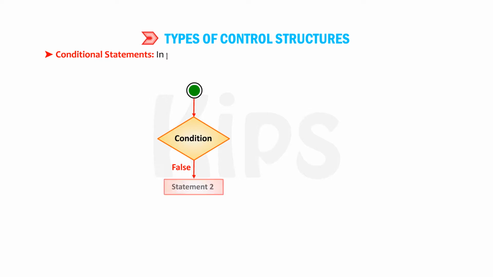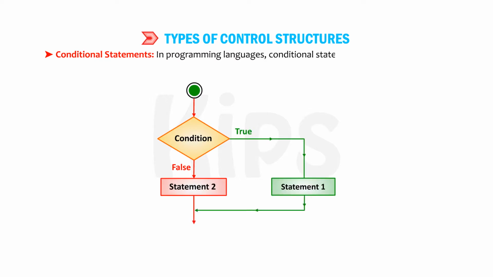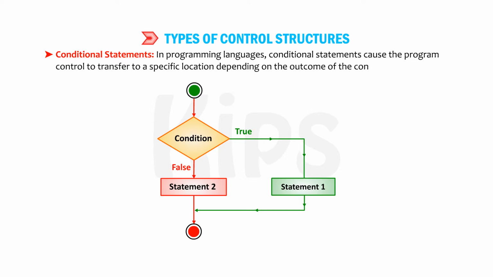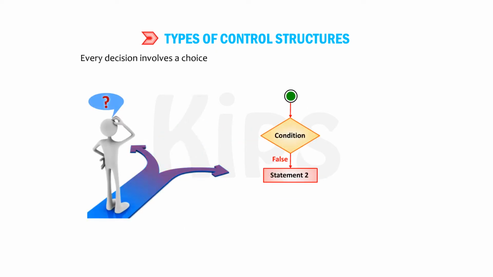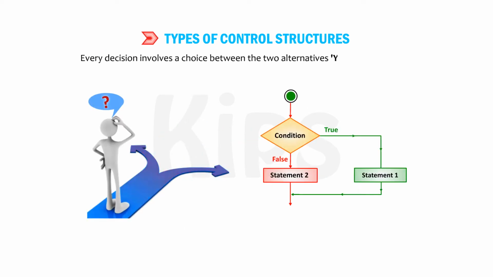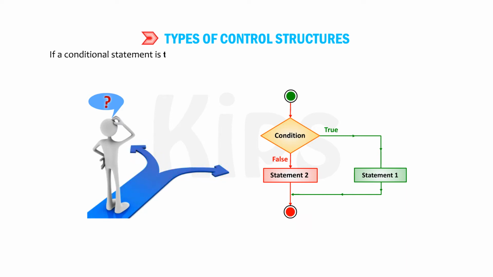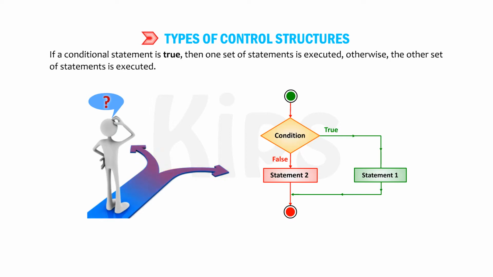Conditional statements. In programming languages, conditional statements cause the program control to transfer to a specific location, depending on the outcome of the conditional expression. Every decision involves a choice between the two alternatives, yes and no. If a conditional statement is true, then one set of statements is executed. Otherwise, the other set of statements is executed.